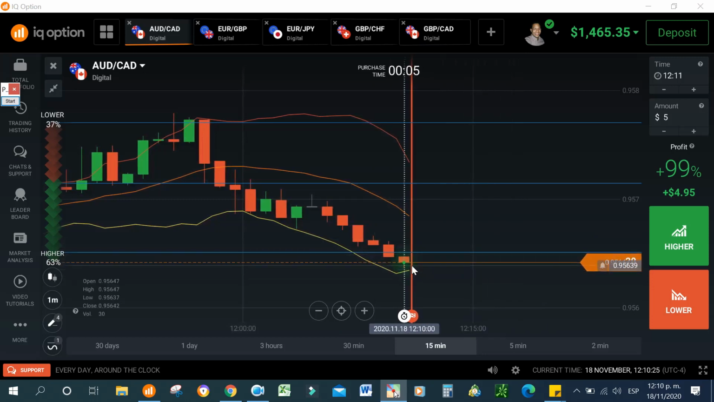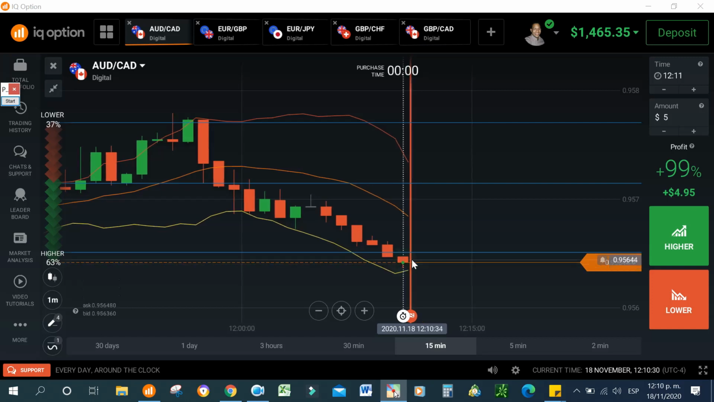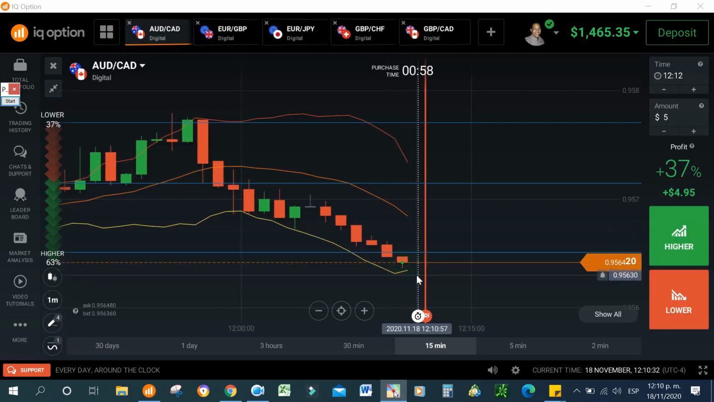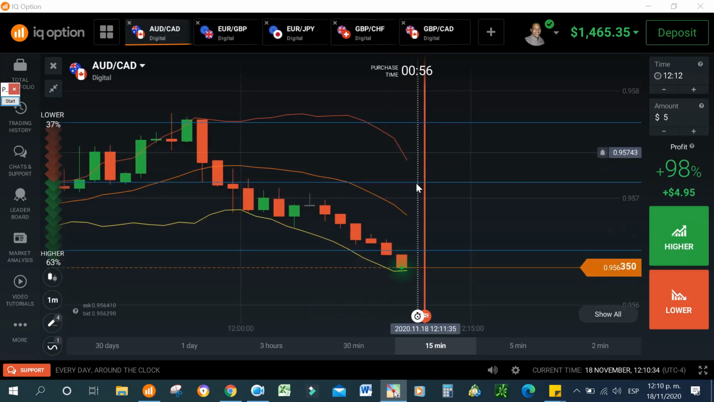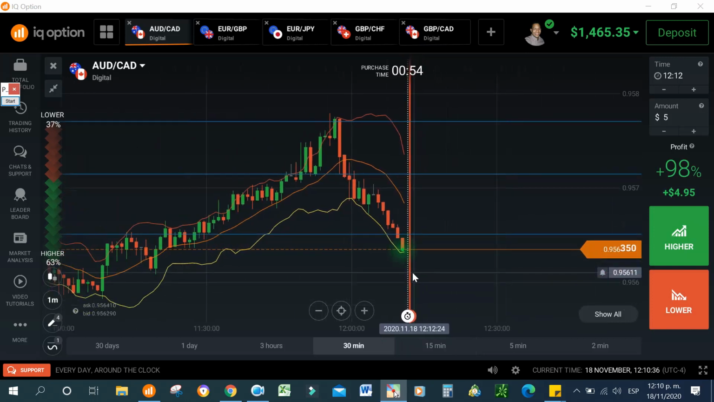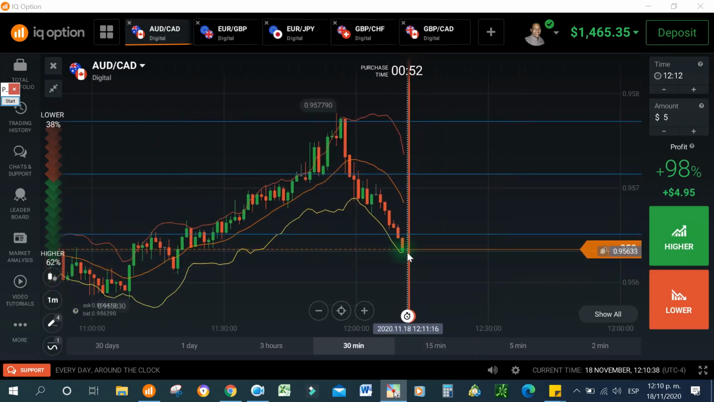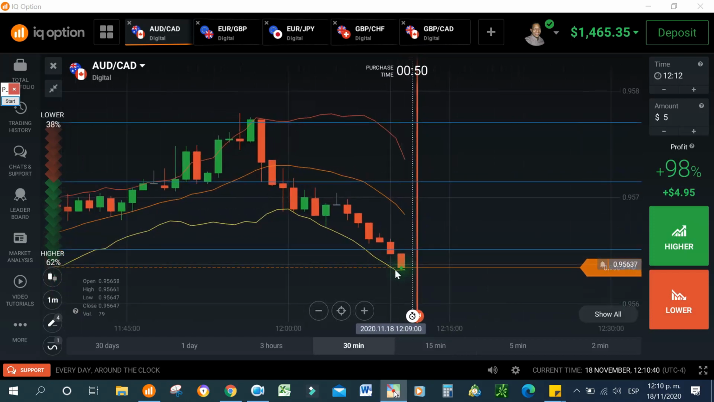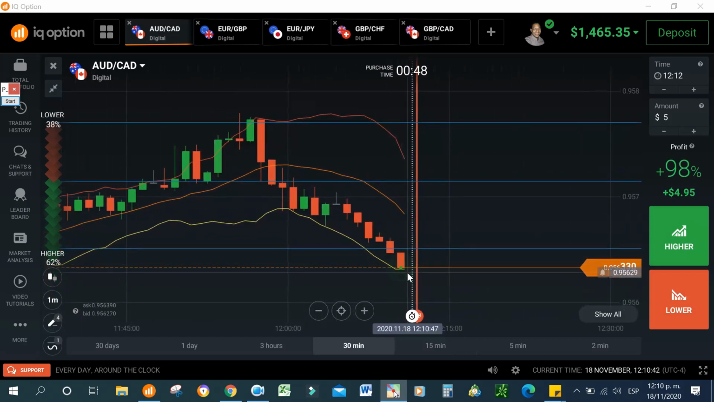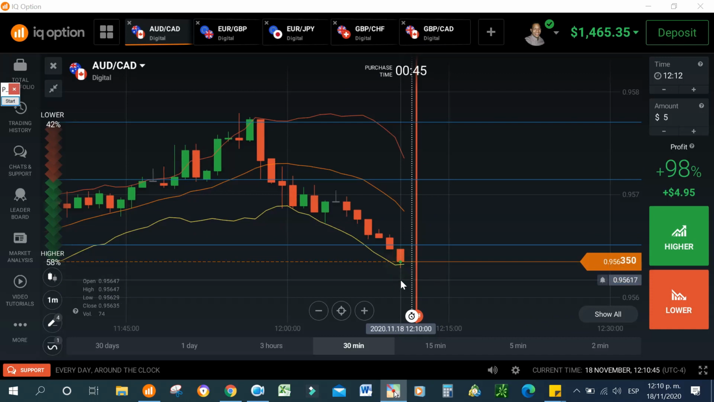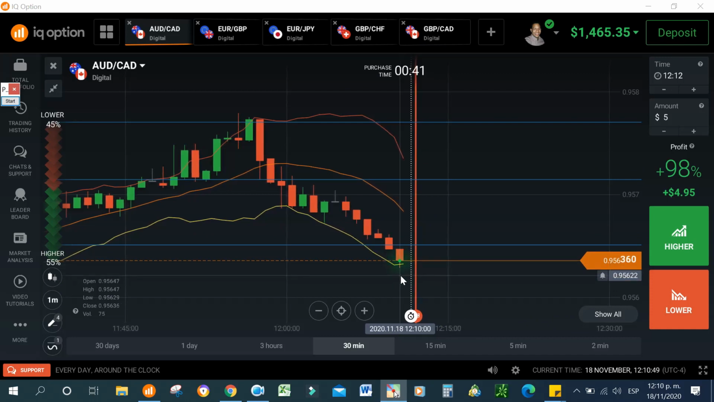All right, I want to see the wick of this candlestick. And if it goes below the Bollinger Band, it will be much better, because what it's telling me is the price is oversold and we have a great opportunity to go up.